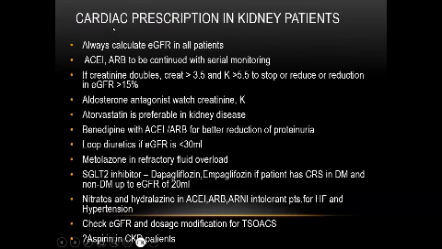So now what should be your cardiac prescription in a known kidney patient? Before giving a cardiac drug, always calculate eGFR. ACE inhibitor and ARB you are using for hypertension can be continued, provided you keep checking creatinine, potassium, and GFR. Please make sure that you stop the ACE inhibitor and ARB when these parameters are going out of control.